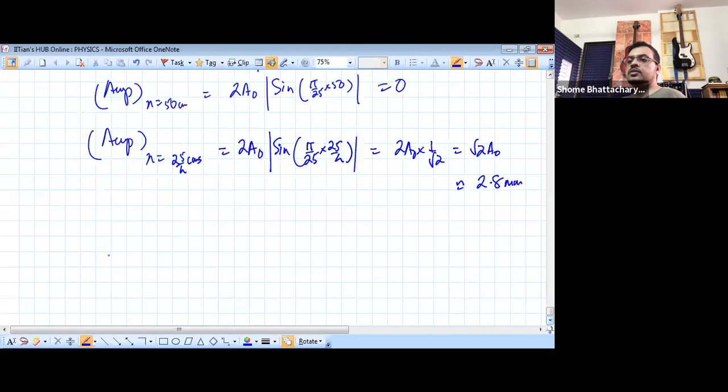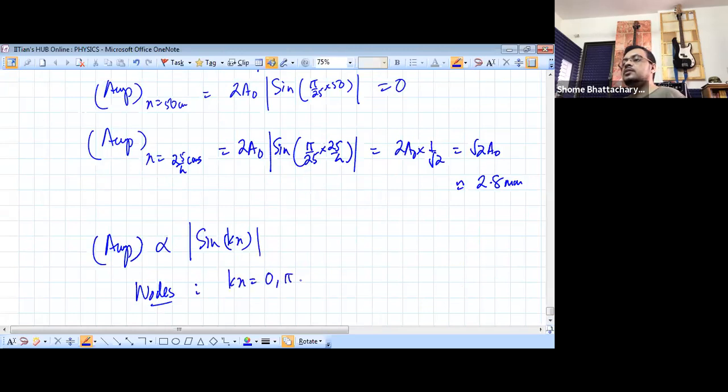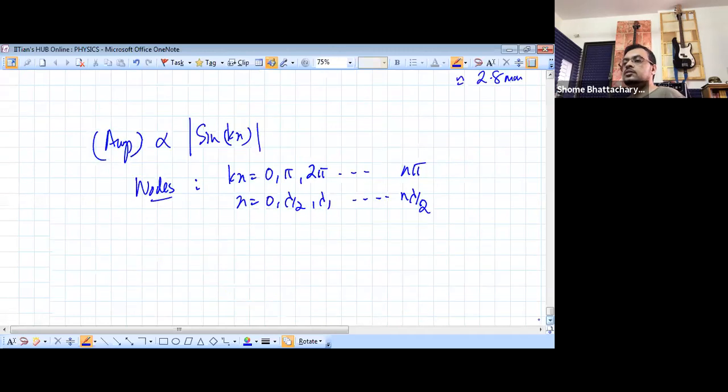And from this you can also see that since the amplitude is proportional to mod sine kx, the nodes are where kx is equal to 0, pi, 2 pi, n pi. So x is equal to 0, lambda by 2, lambda and so on. So that is x equal to 0. Now lambda was 50 centimeters. So 25, 50, 75 or n times 25 centimeters.